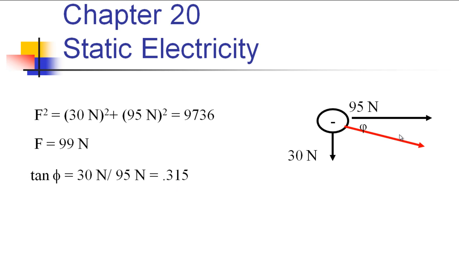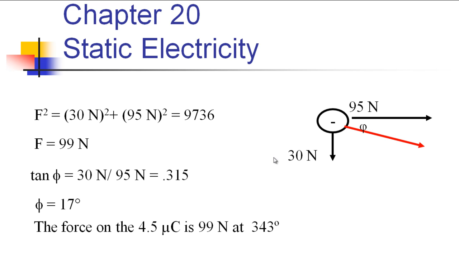And you want to find that angle, this guy right in here. If your calculator's in radians, you get 0.315. If it's in degrees, you get 17. So you get 17 degrees here between this positive x-axis and the resultant. And you can write that a number of different ways. Just make sure you indicate what it is.